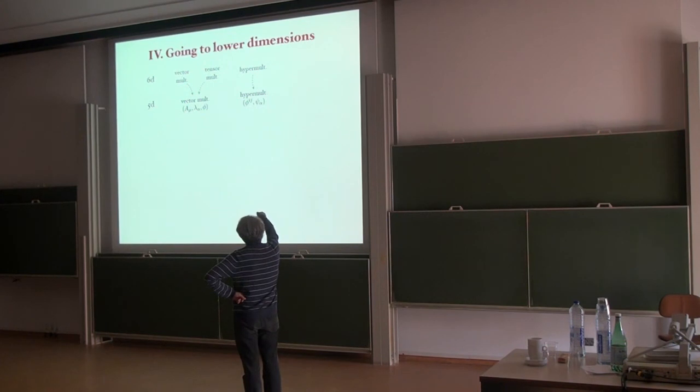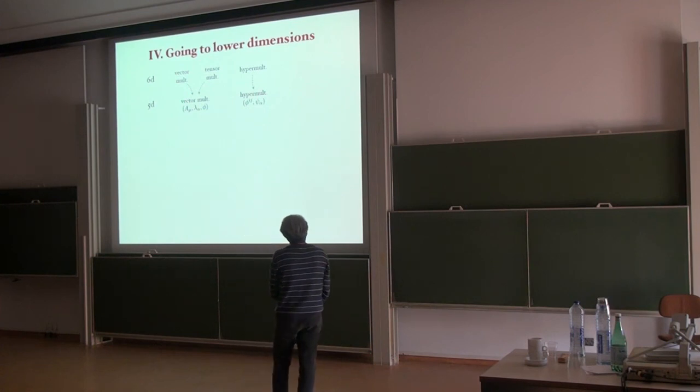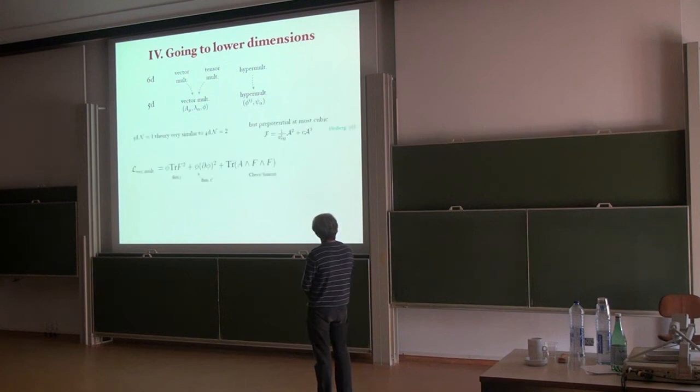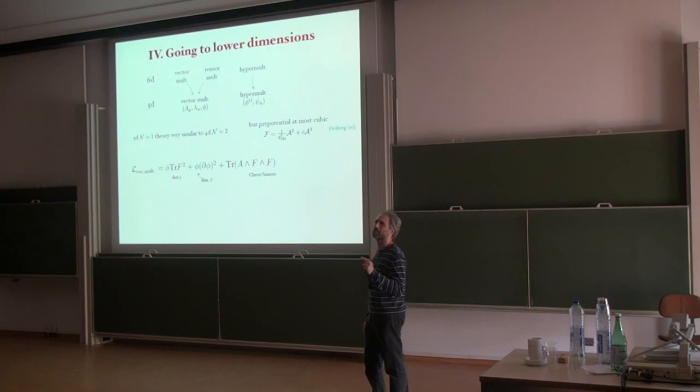This time, the peculiarities of a tensor multiplet kind of disappear, because once you go down, you can dualize it to a vector. The hyper is still a hyper. The physics is slightly different, but a little bit more familiar. For example, you can write an N=1 theory in 5 dimensions in a formalism which is very reminiscent of 4-dimensional N=2.